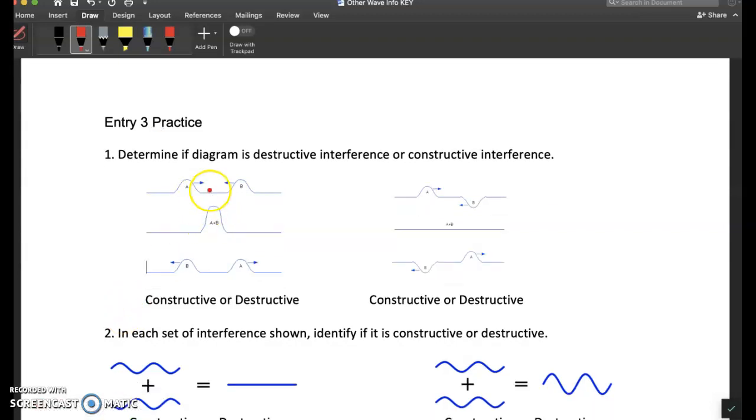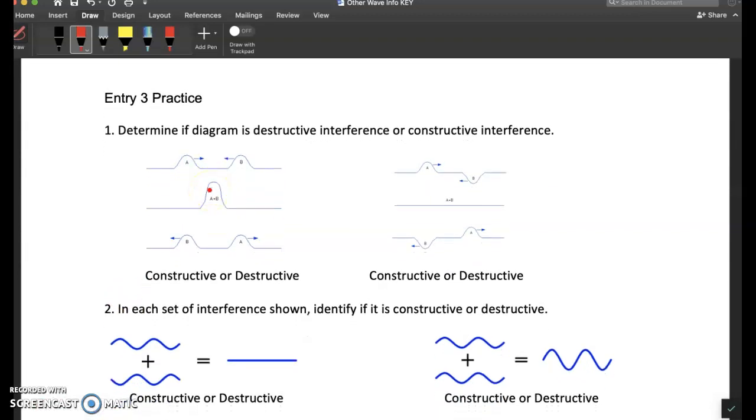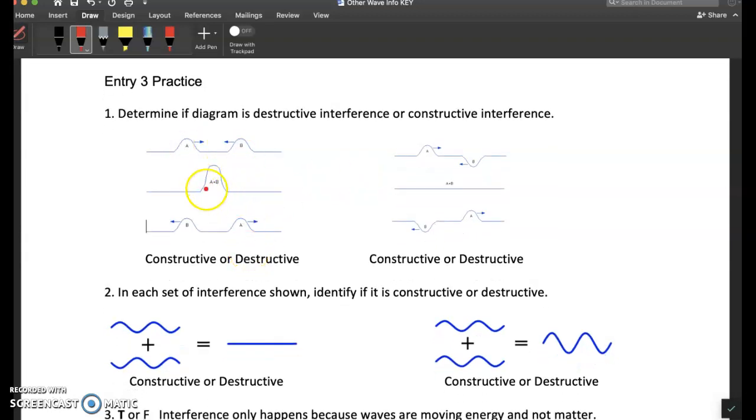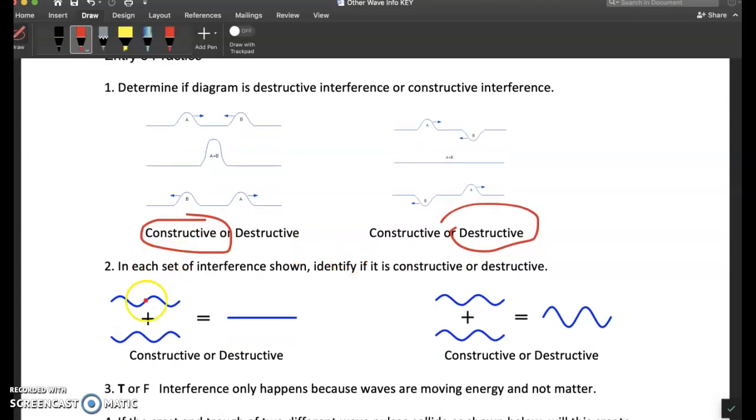All right, let's go over the Entry 3 homework that was at the end of the notes here. So first couple are asking about interference. We get two crests that add together. That's building. That's constructive. We get two that end up smaller. That's destroying. That's destructive. And same idea here. Two waves that add to get something smaller, destructive. Two waves that add to get something whose amplitude is bigger.